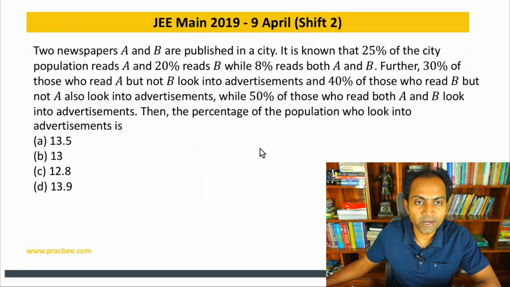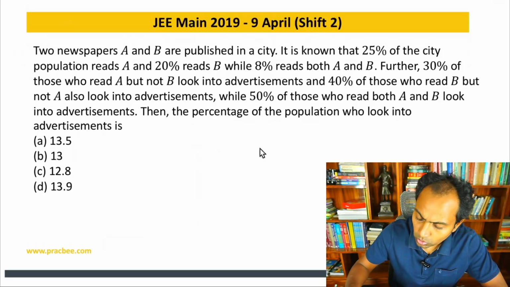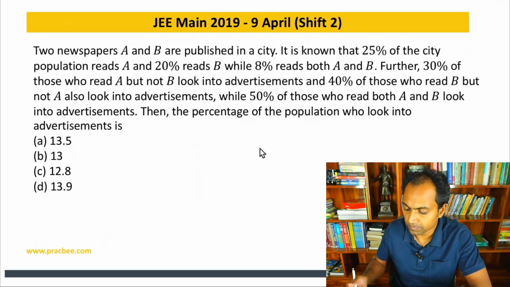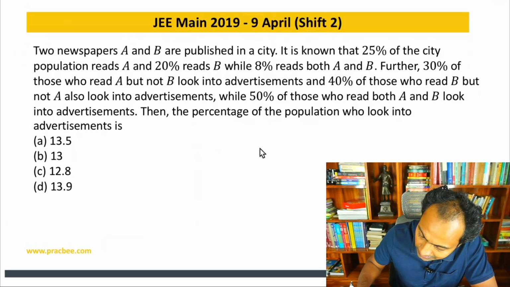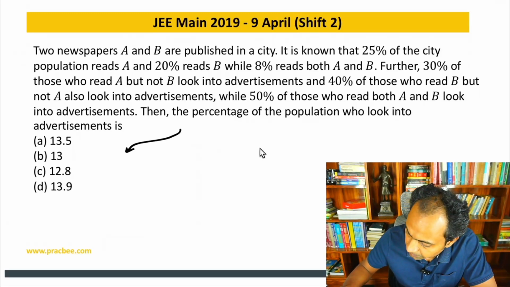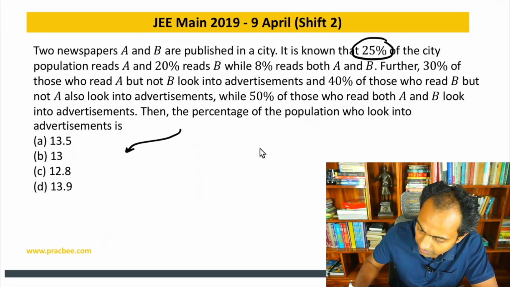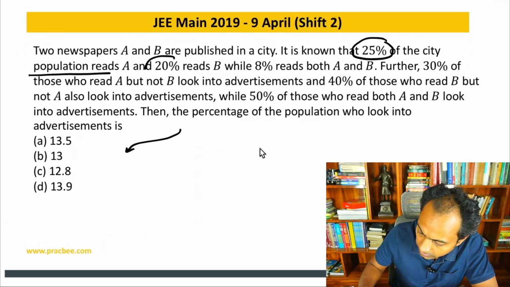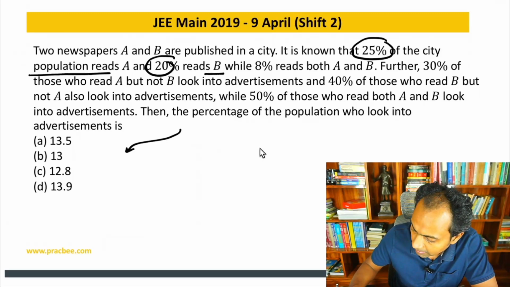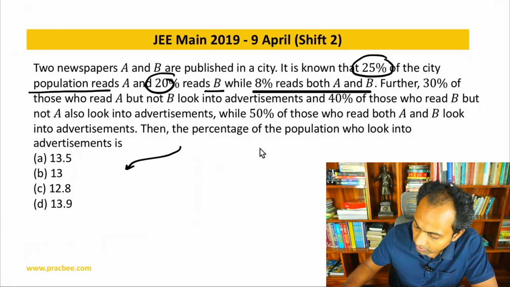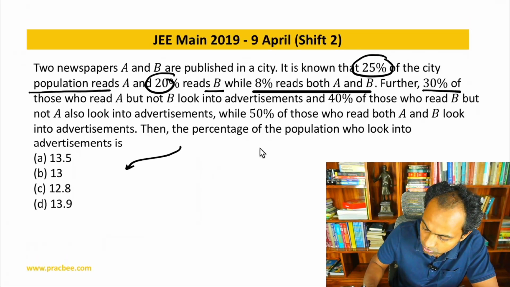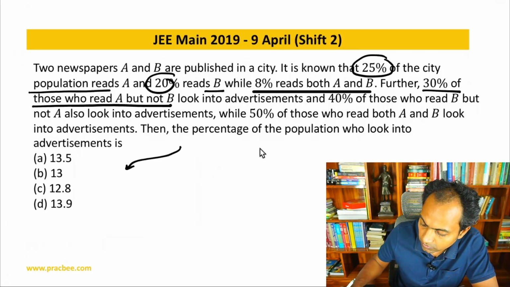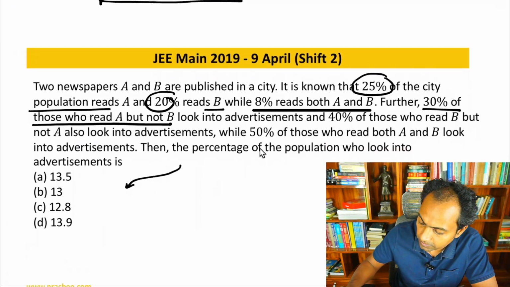Now this 2019 question talks about 2 layers of things happening, similar to the previous question. There are 2 newspapers A and B getting distributed in a city. 25% of people read newspaper A, 20% read newspaper B, and 8% read both A and B. The next part is 30% of those who read A but not B. So we need to figure out what is A but not B.